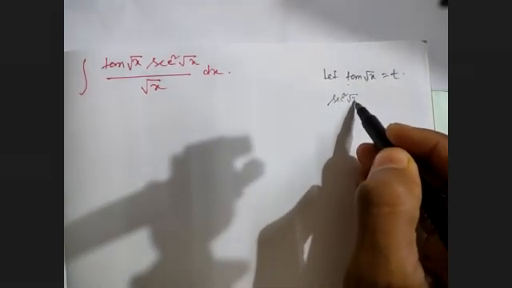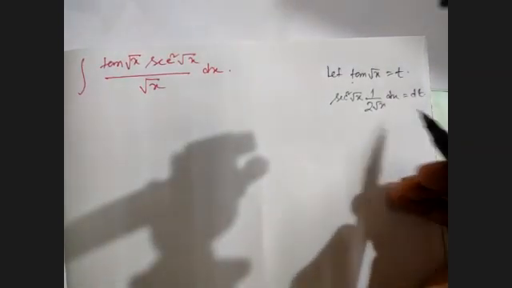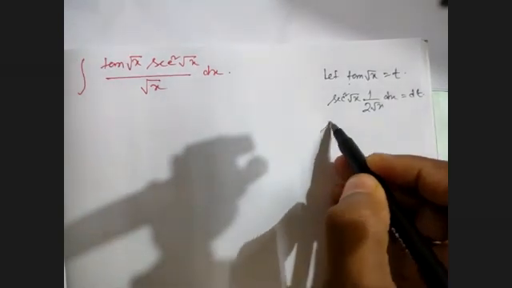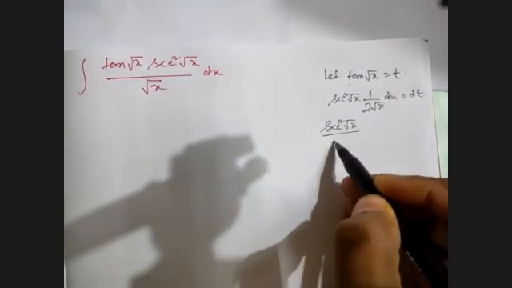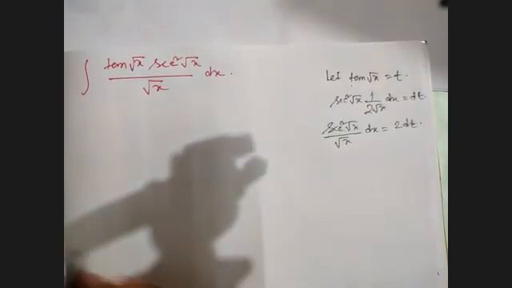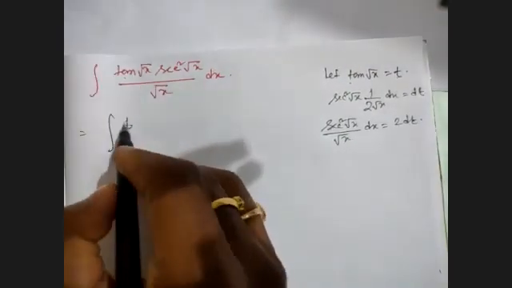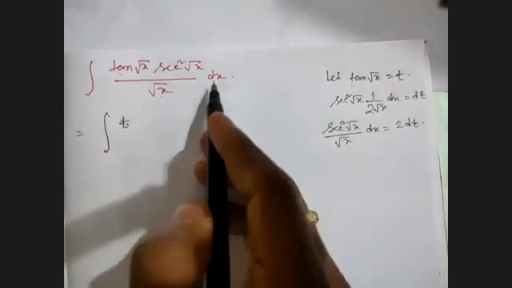So if you let tan root x equal to t and differentiate both sides, here you will get sec square root x into d/dx of root x, which is 1 by 2 root x, dx equals dt. Now check. Sec square root x by root x dx is equal to 2 dt. We can easily replace now. Tan root x we have taken as t.